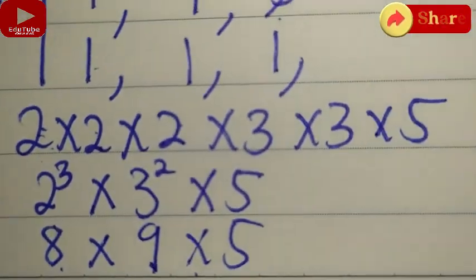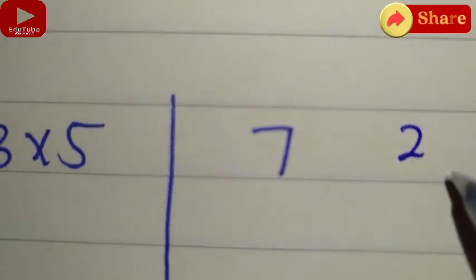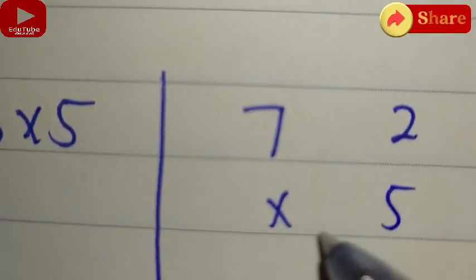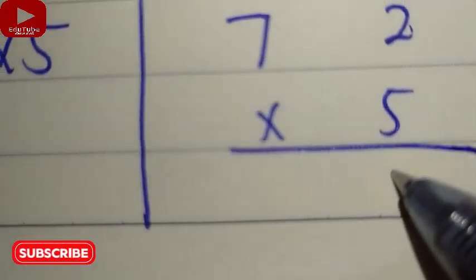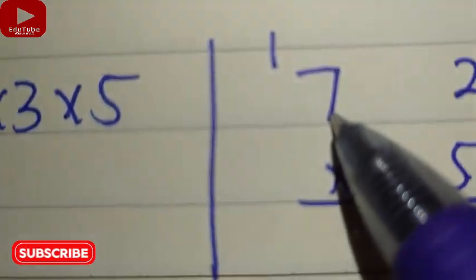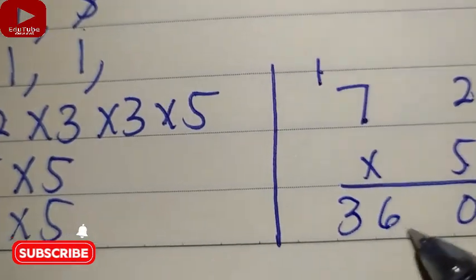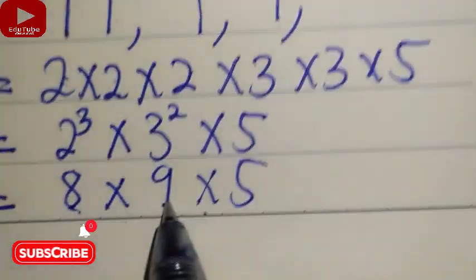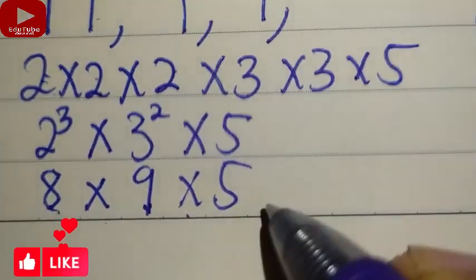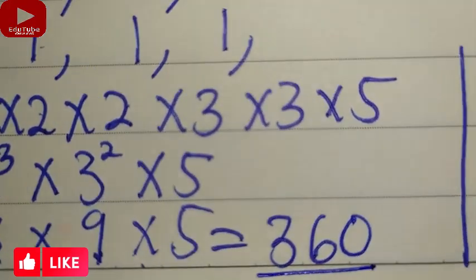Now to multiply these numbers, we know that 8 times 9 is 72. Then 72 times 5: 5 times 2 gives us 10, 0 carry 1, and then 5 times 7 gives us 35. 35 plus 1 gives us 36. So 8 times 9 is 72, and 72 times 5 is 360. So the LCM, the lowest common multiple of 8, 9 and 15 is 360.